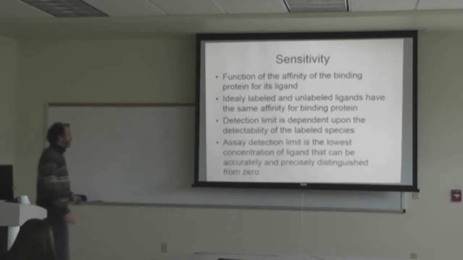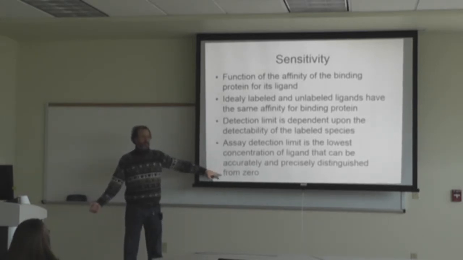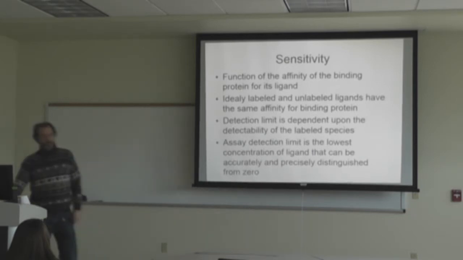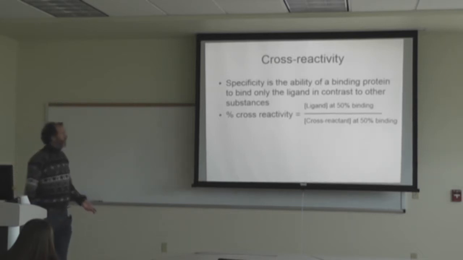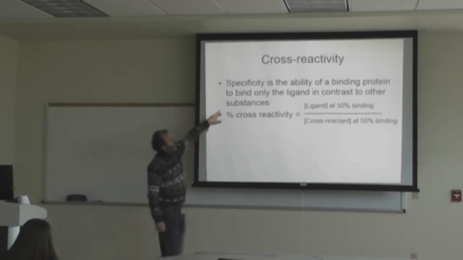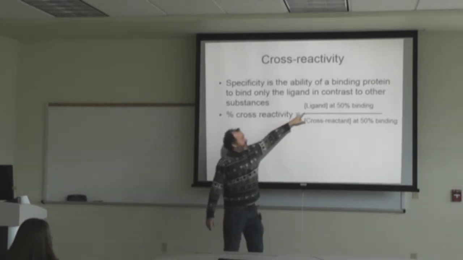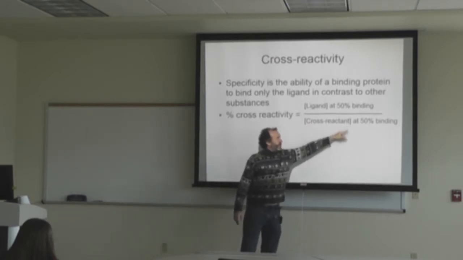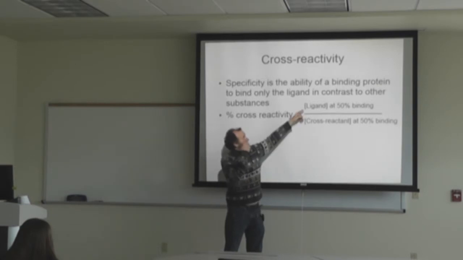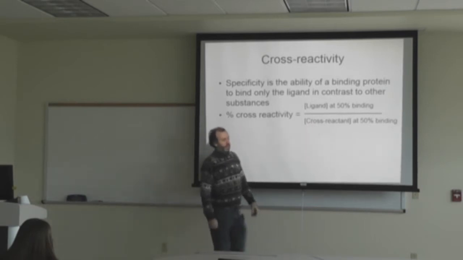So assay detection limits is going to be the lowest concentration of ligand that can be accurately and precisely distinguished from zero. So similar to the other, we went over that before, right? Cross-reactivity. So that's the specificity, the ability of a binding protein to bind only the ligand in contrast to other substances that might be present. Percent cross-reactivity is going to be equal to the concentration of the ligand at 50% binding divided by the concentration of the cross-reactant at 50% binding. So basically the KD of the ligand divided by the KD of the cross-reactant, right?